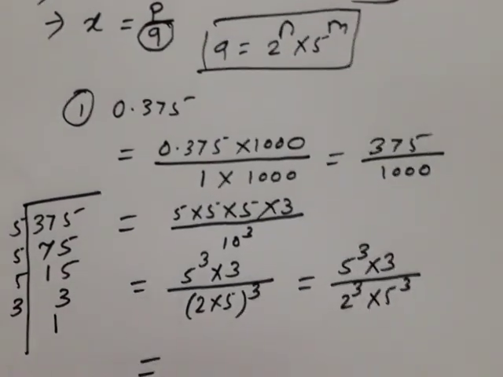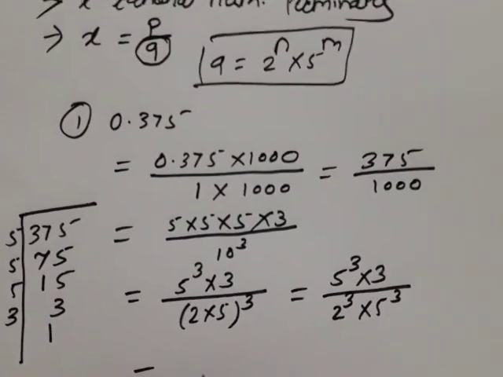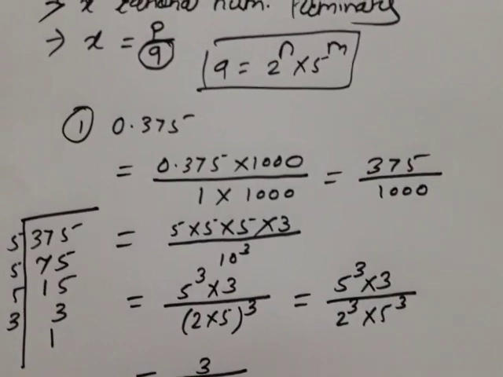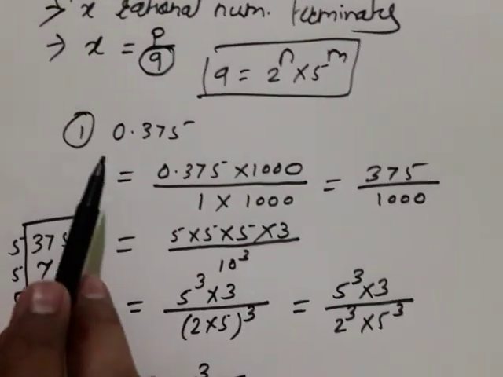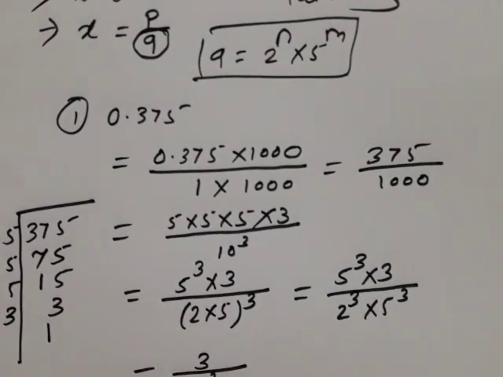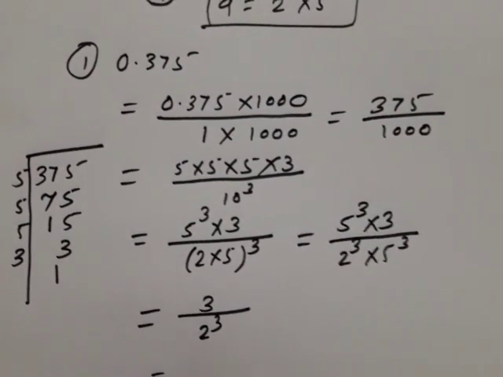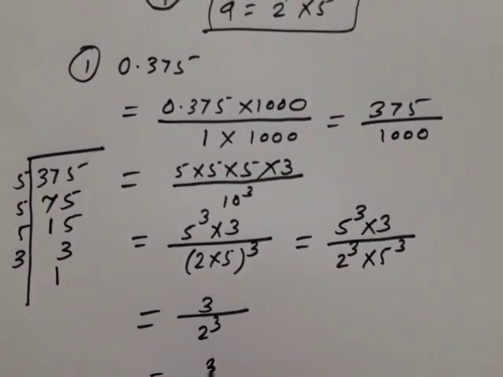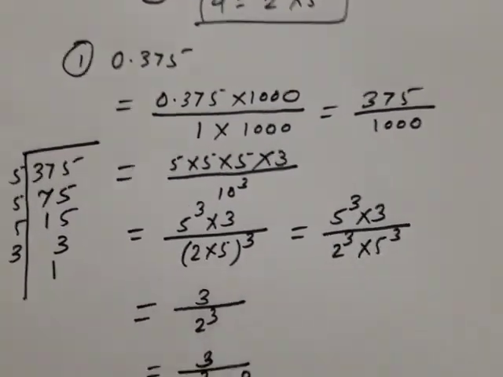Okay, if you will see carefully, then you will come to know that here 5 raised to 3, 5 raised to 3 will get cancelled, and what will remain? 3 divided by 2 raised to 3. Okay, now look here, 0.375 we have written in this form, 3 divided by 2 raised to 3. I can write in this form also, 3 divided by 2 raised to 3 into 5 raised to 0.